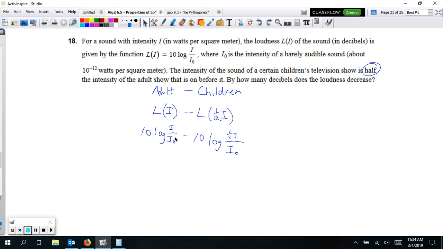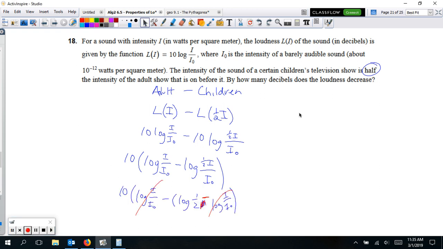So now we're going to use those properties. If we have a 10 outside of both of these, we could factor out the 10. That's just a factoring property. Now we have the 10 on the outside of the parentheses, and we have these two logs, which we can put together because we have the subtraction. We also see a 1/2 here. The 1/2 is actually going to be going in front of this logarithm. It's actually going to be splitting this apart. So this is a product on the top here.